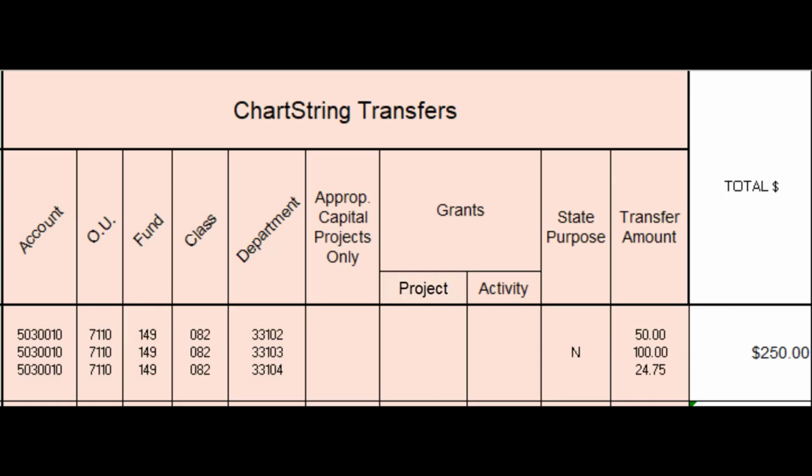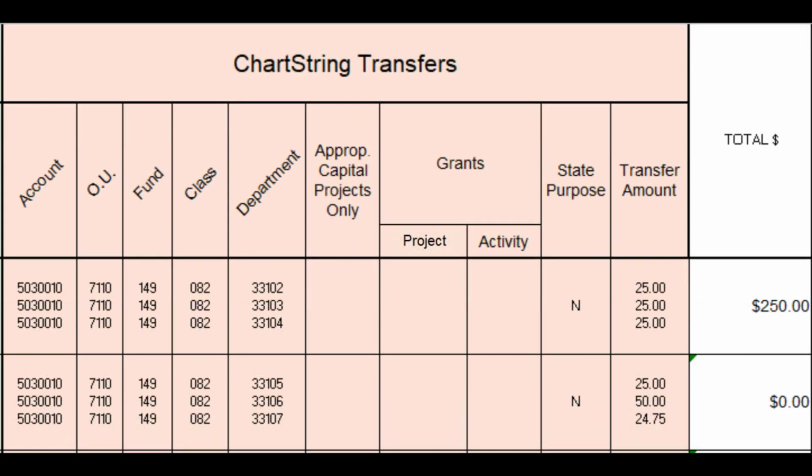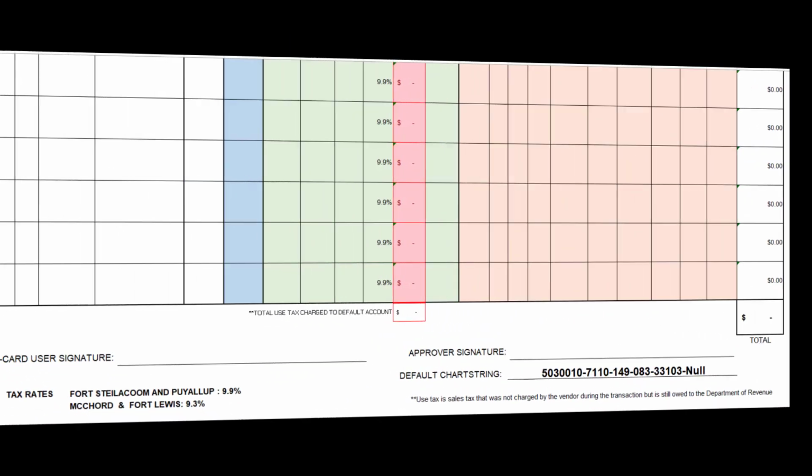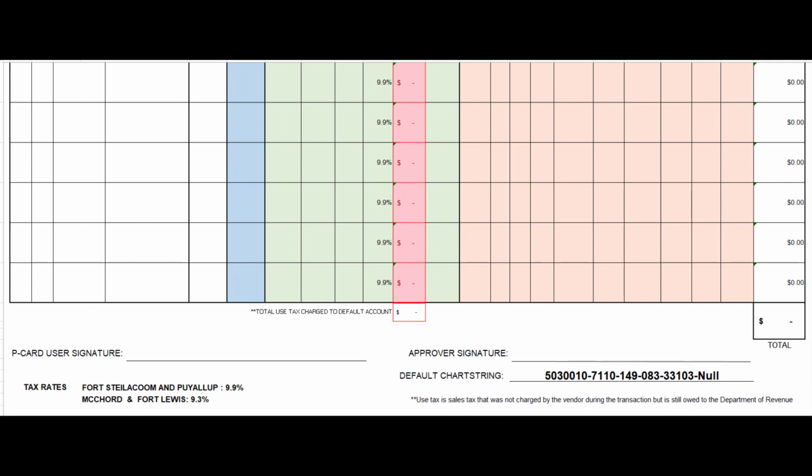You can add up to 3 separate chart strings in one line, like this. If you need to allocate an expense to more than 3 chart strings, you can use multiple lines below to do this, like this. Remember, you only have to do a transfer if an expense needs to be from a different account other than your default chart string, and your default chart string remains constant throughout the year.